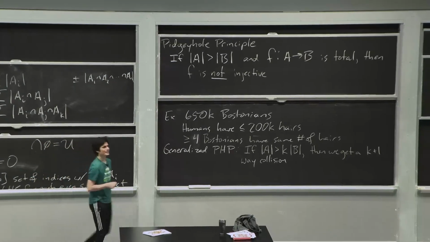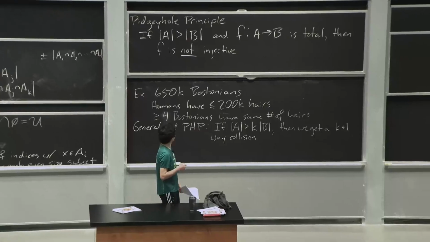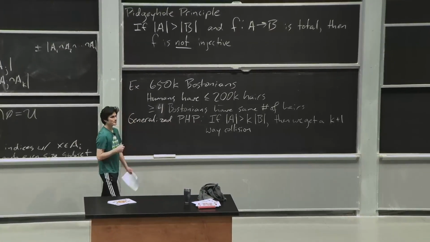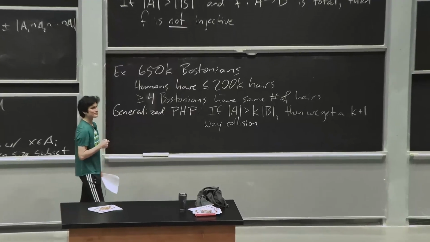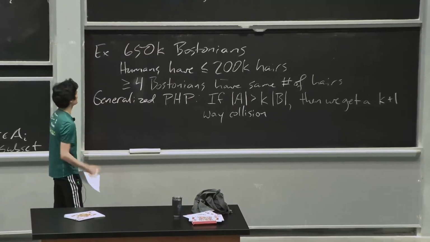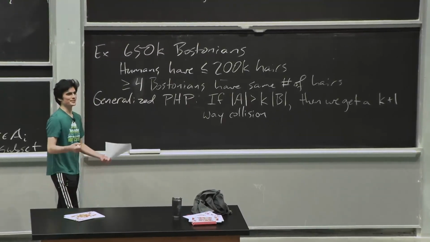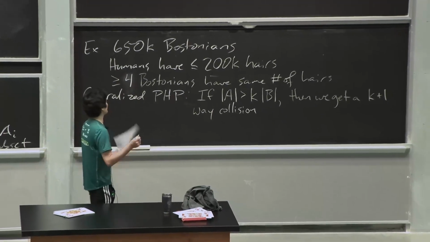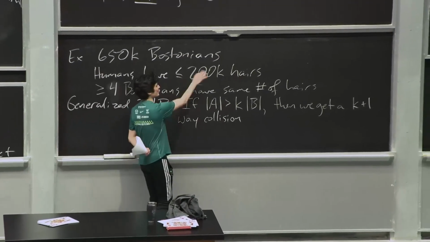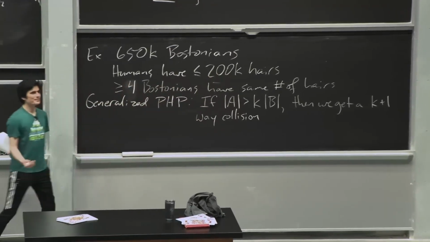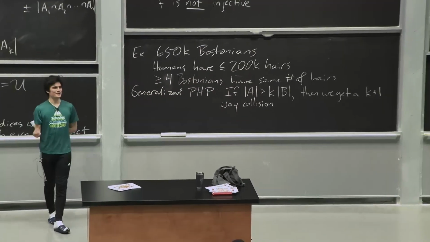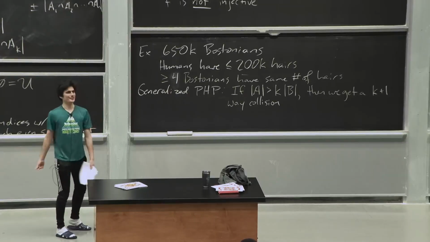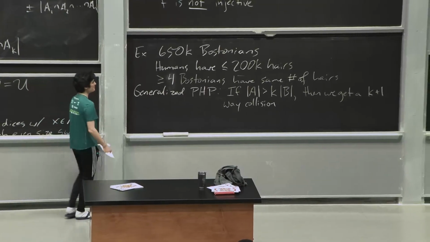Yeah. So is set B in this example like the number of possible hairs you might have, so it's every integer or natural number from 1 to 200,000? Yeah. I suppose we could include 0, but I guess everybody knows that there are bald Bostonians, so maybe we exclude that. But yeah, every natural number from 1 up to 200,000 is going to be our B. And our A is going to be the set of all Bostonians, right? And we are mapping a person to the number of hairs that they have. Okay?